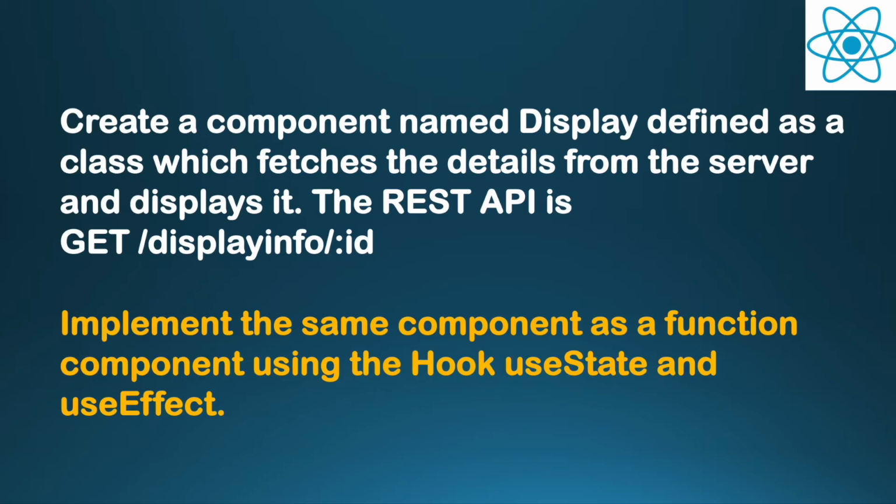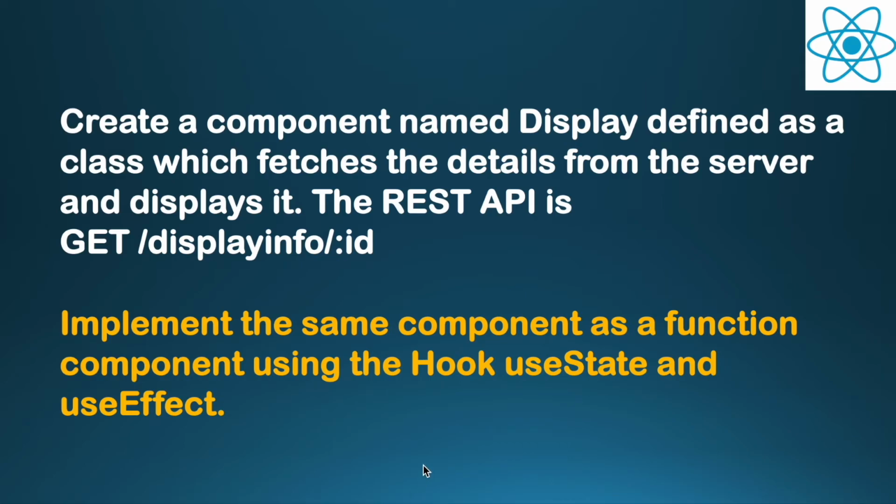Next, what do we want to do? Create a component named display defined as a class which fetches the details from the server and displays it. The REST API is get/displayinfo/:id. So here we are fetching details from the server and displaying it, and typically we know we need to use component lifecycle events to do that, because we will get the values from the server asynchronously and then we can display them. So here we will see how that use case is being solved. Implement the same component as a function component using the hooks useState and useEffect.